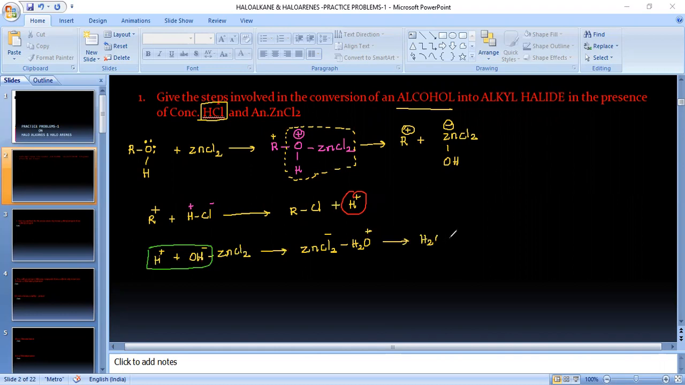H2O and ZnCl2. That catalyst remains the same, because the catalyst cannot react with the reactant. It can just speed up the chemical reaction, it is not the reagent, isn't it? As the catalyst does not participate in the chemical reaction, we know that. So like this, yeah beta. So like this the alcohols are converted to what? Alkyl halide. So this is the first one.